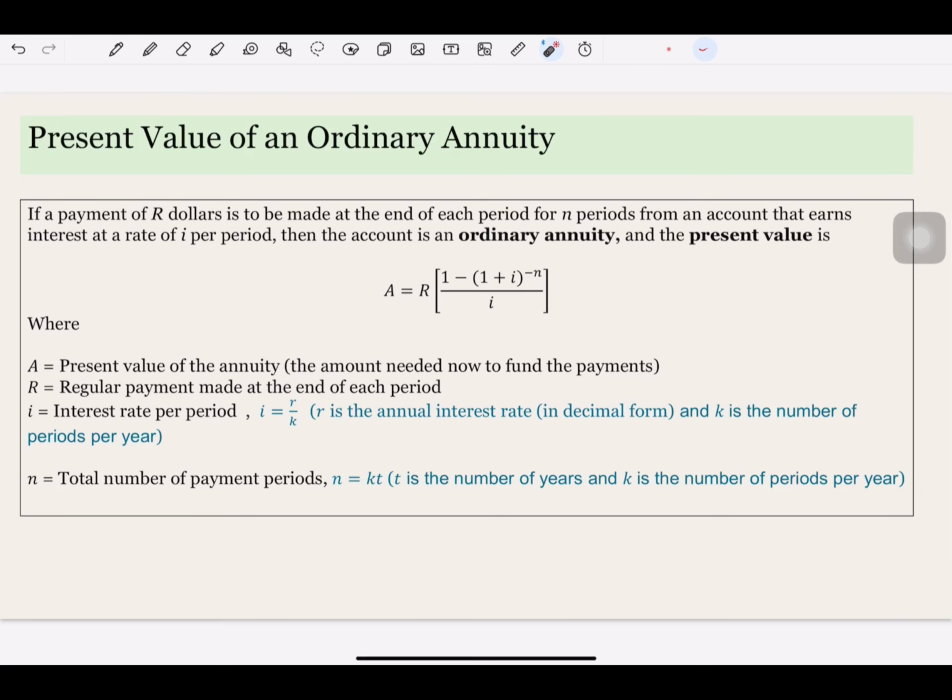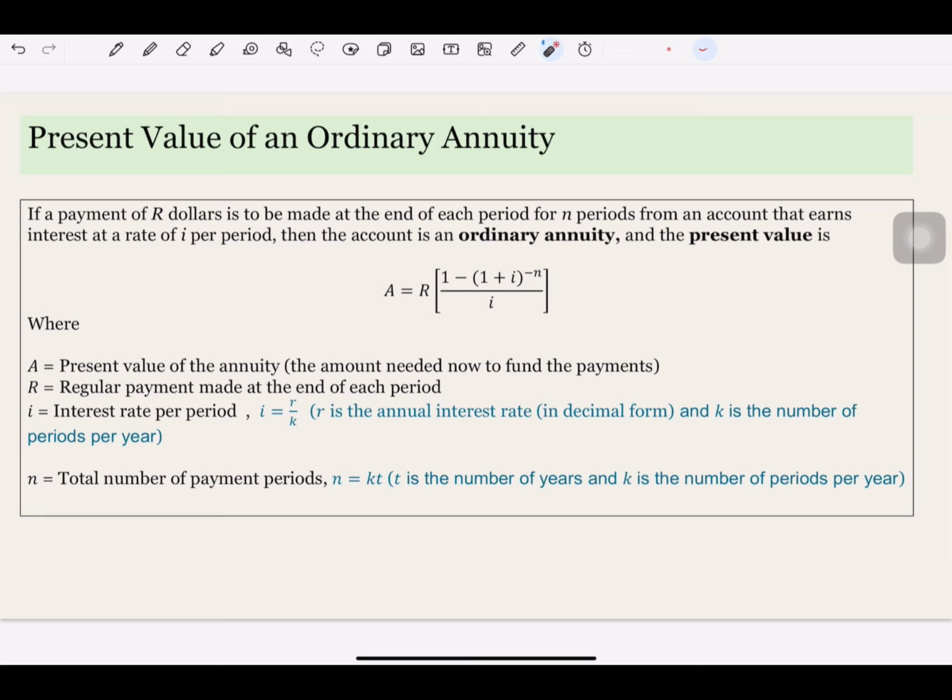So in this video, we'll explore the concept of present value in the context of an ordinary annuity. Imagine you want to make regular payments, like loan repayment or retirement withdrawal, and you're wondering, how much money would I need right now in an interest-earning account to make those future payments possible? That's where the present value of an ordinary annuity comes in.